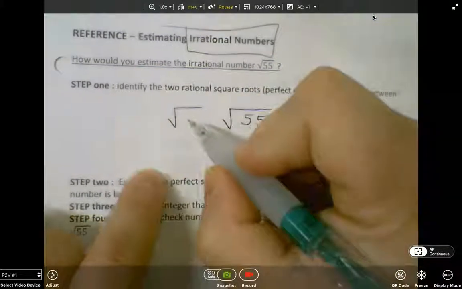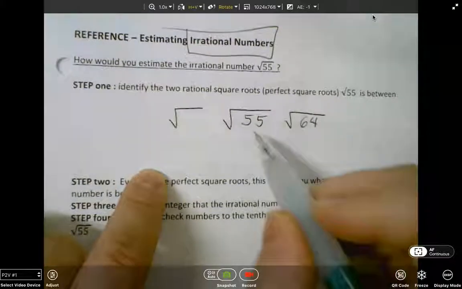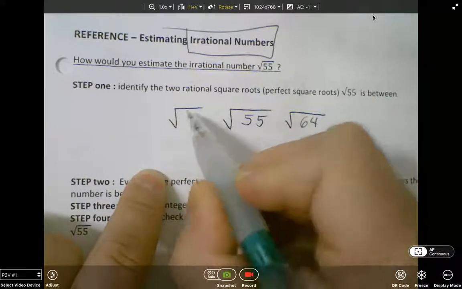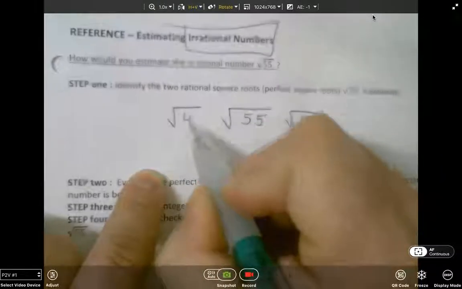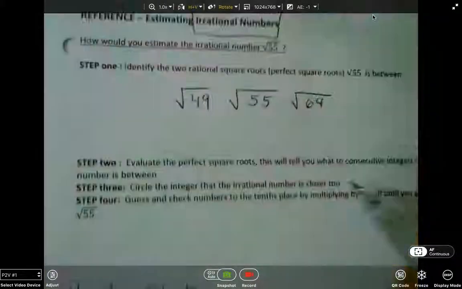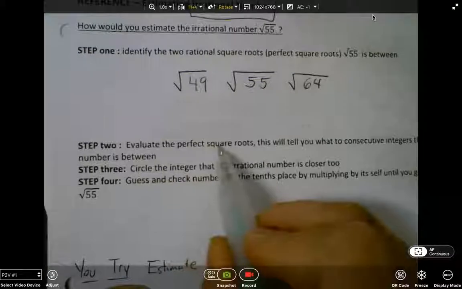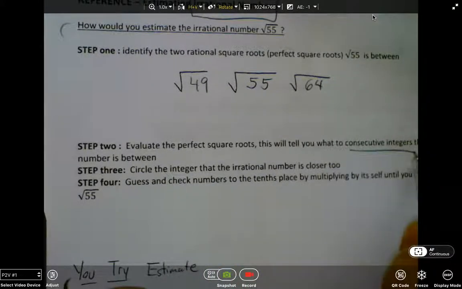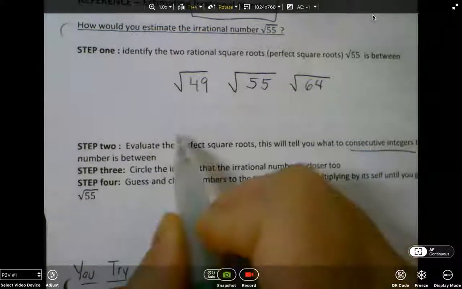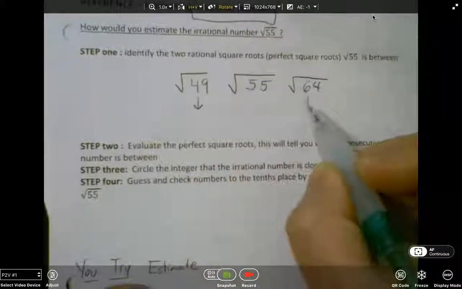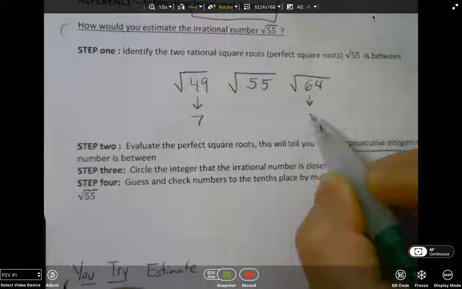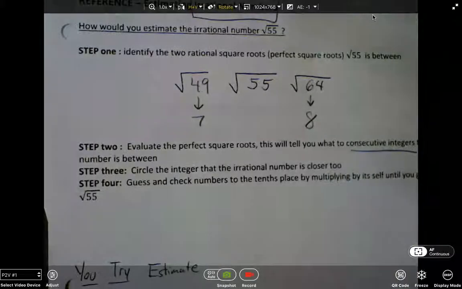And then over here, you would probably want to choose something. 36 would be too small. Maybe you could choose 49. So now, step two, evaluate the perfect square roots. And that will tell you the two consecutive integers, one after another, that it's between. So now if I evaluate this, this is 7, because 7 times 7 is 49. And then this is going to be 8.